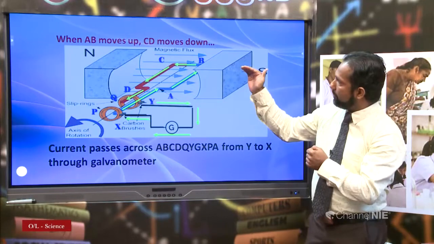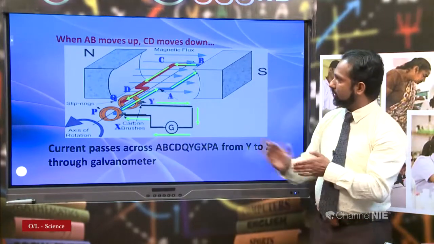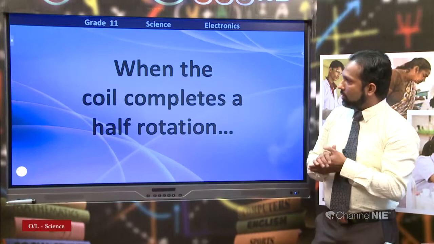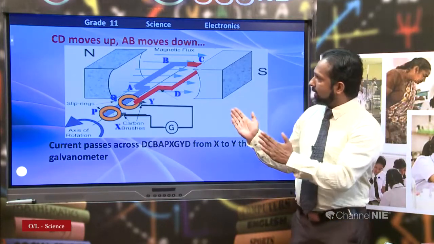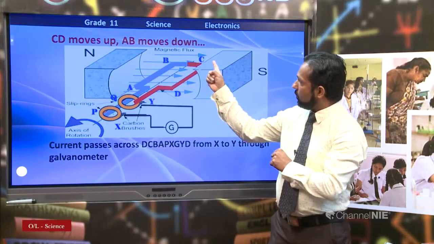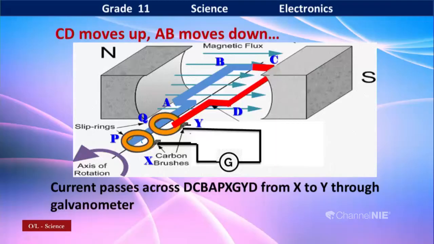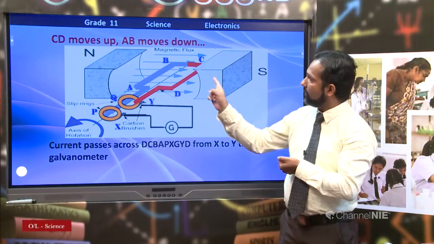Here, when AB moves up, CD moves down. As I told you, when rotating the axis in anticlockwise direction, AB moves upward, CD moves downward. Now, when the coil completes a half rotation, what happens here? When the coil completes half rotation, the AB bar, which was in this location, moves to the CD location. Earlier, the CD bar was in this location and the AB bar was in this location. Now, after half rotation, the AB bar is in the location where the CD was, and the CD bar is in the location where the AB was.